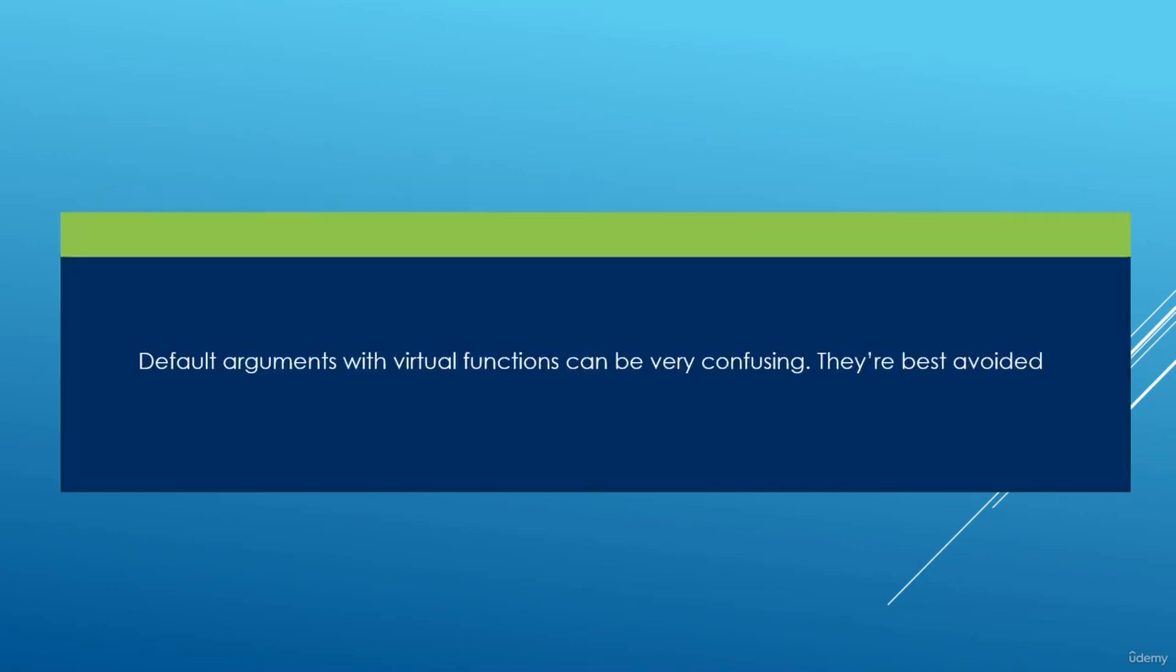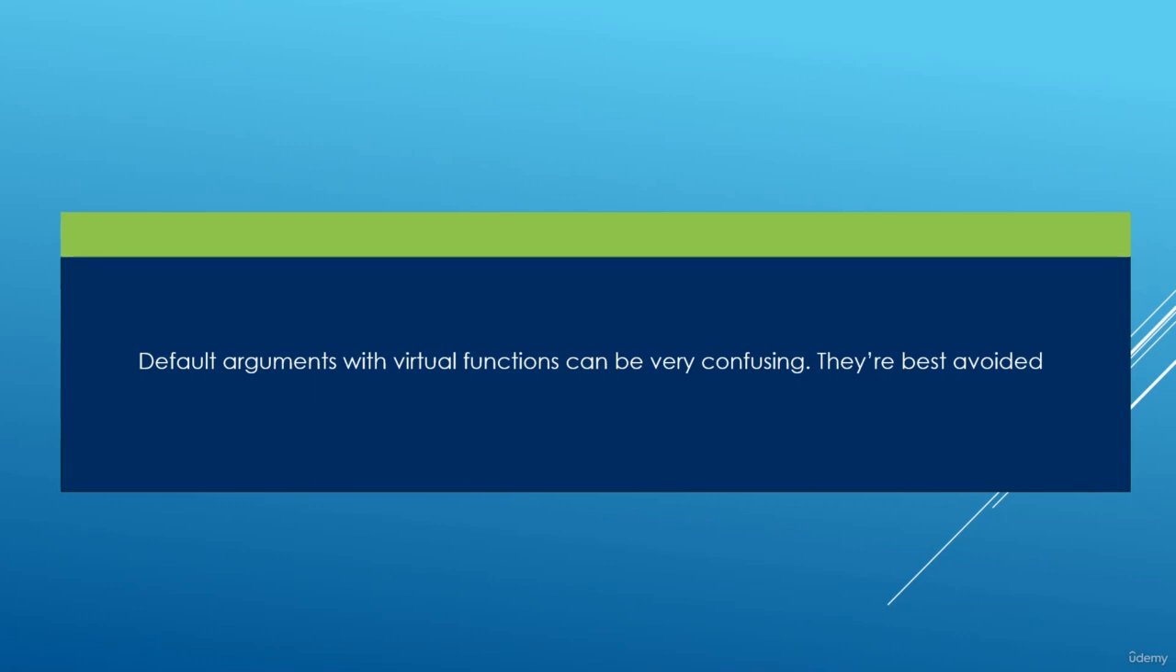As a closing note before we head over to Visual Studio Code, again, default arguments with virtual functions can be very confusing. They are best avoided because they really are going to give a hard time to anybody that is going to be working on your code in the future.